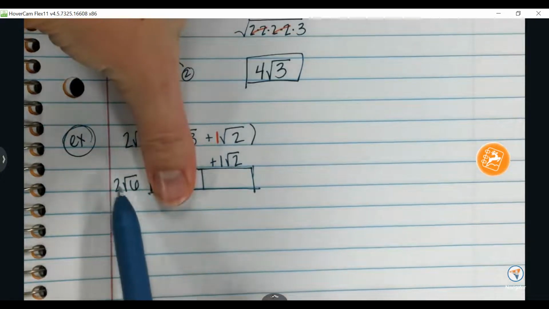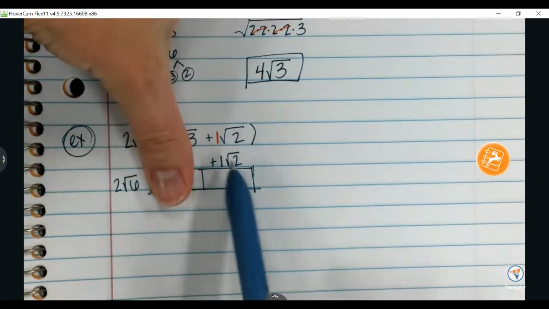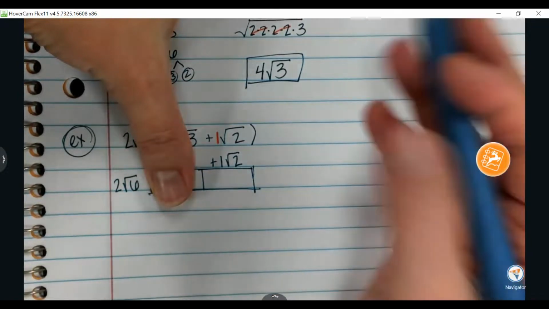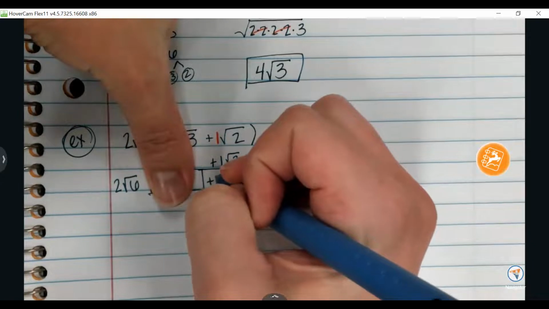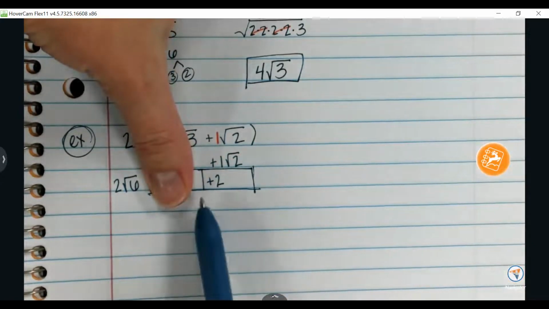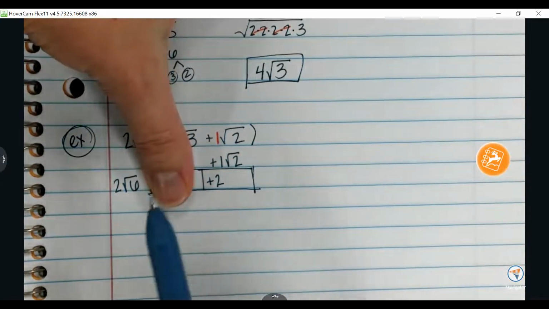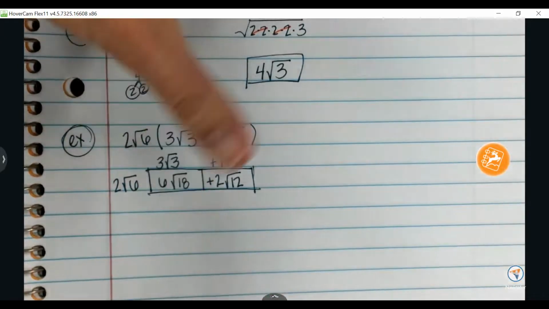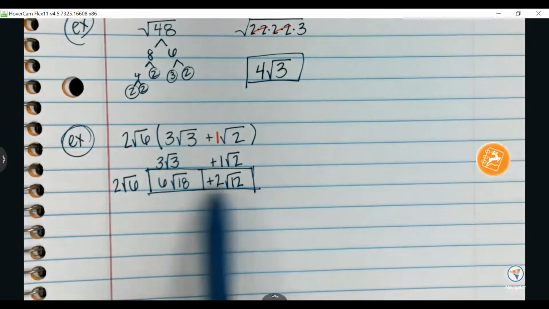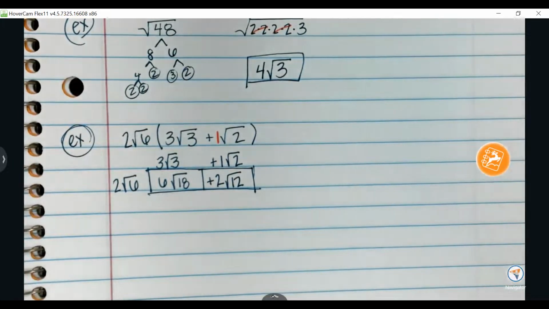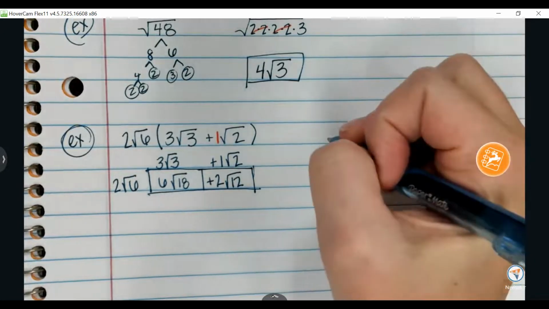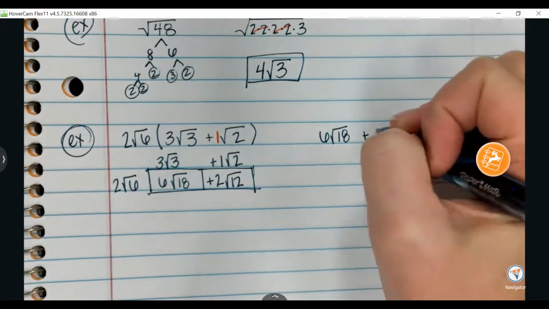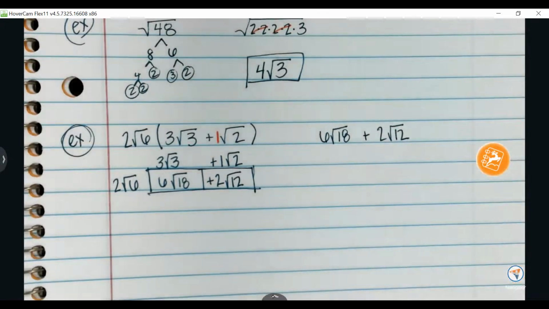So I'm multiplying 2 square roots of 6 times 1 square root of 2. So what's outside? 2 times 1, which would give me +2. I'm going to write my symbol so I know in a minute what I'm writing. And then what is 6 times 2? It is 12. So when I write this, I'm going to take everything out of the box and write it in one straight line. So I have 6 square roots of 18 plus 2 square roots of 12.